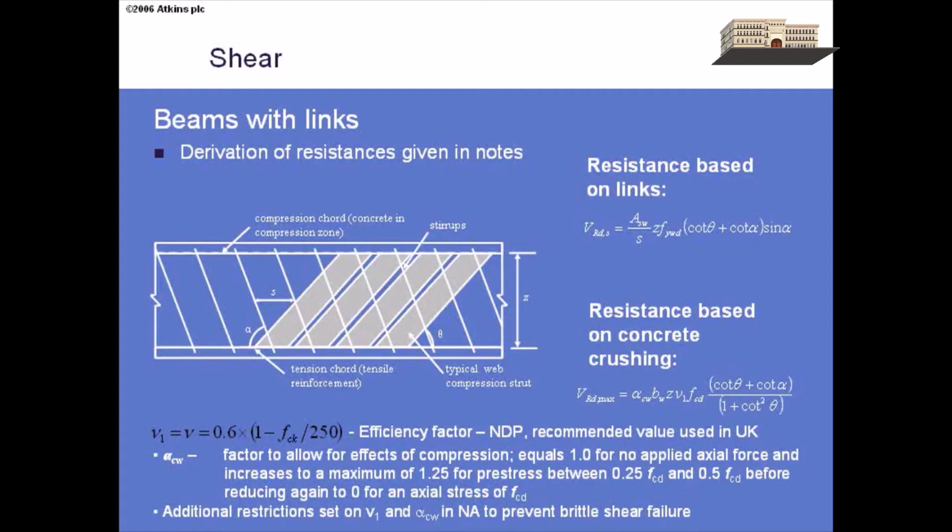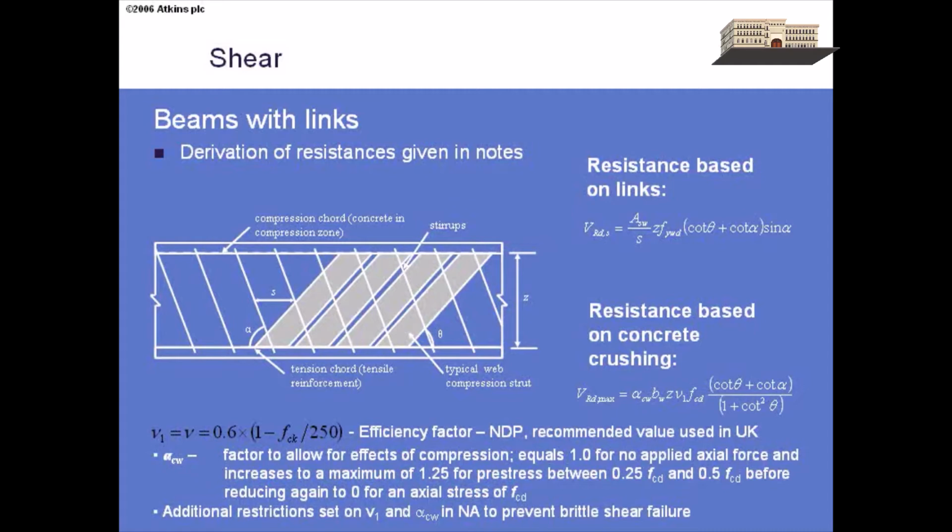Because as fast as the link provision goes down with flatter truss angles, what you find when you look at this second equation for VRD max is that a flatter truss angle will actually reduce the maximum shear stress that you could actually put on the section. So as one goes up, the other goes down.